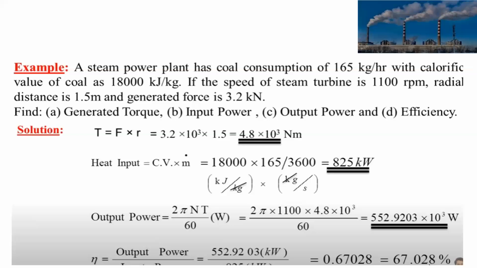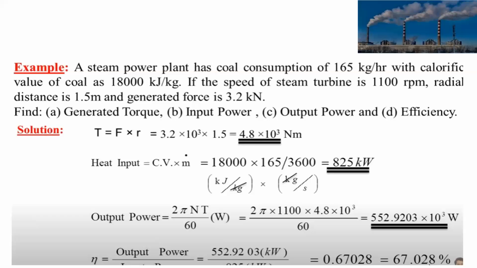So output power is equal to 2 pi nT upon 60. Here n is 1100 rpm. Just before that, you have not written the given data here. You just have to write the given data first and then go for the solution of the problem. Then into 4.8, which is the T we have calculated, into 10 raised to 3, divided by 60. That is the formula, 2 pi nT upon 60. It is 552.92 into 10 raised to 3 watts, which means 552.92 kilowatt.